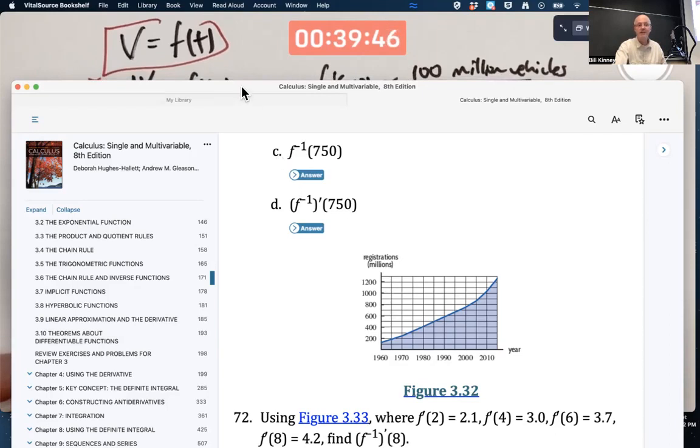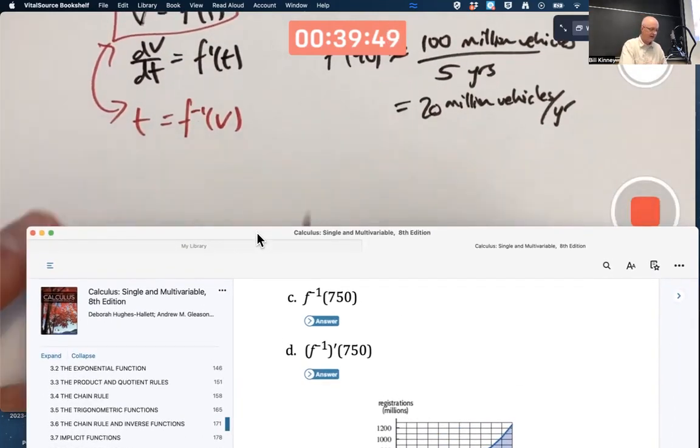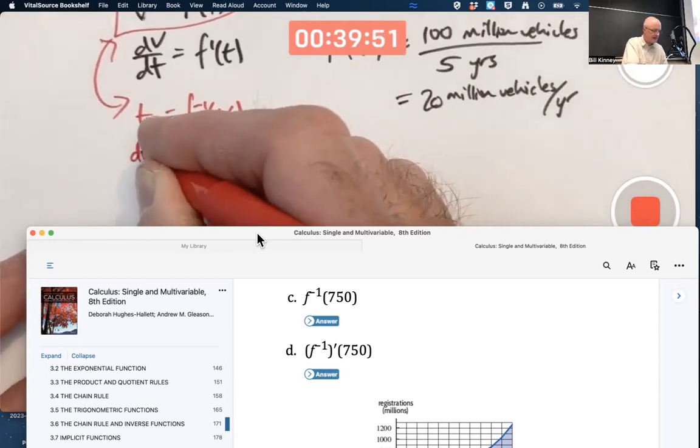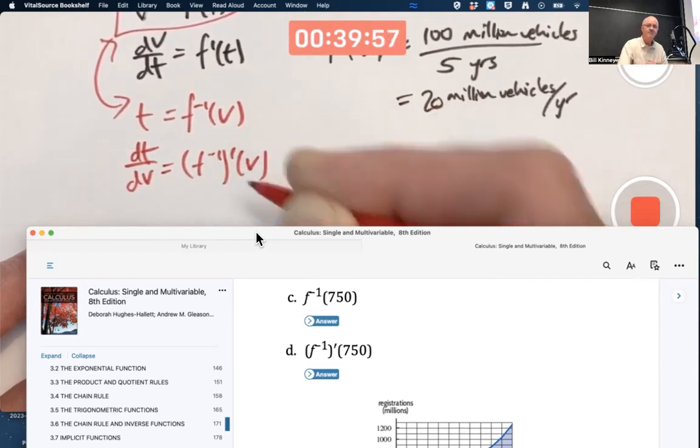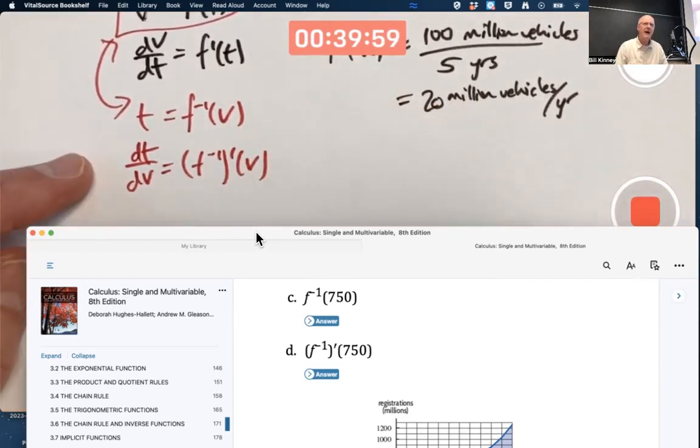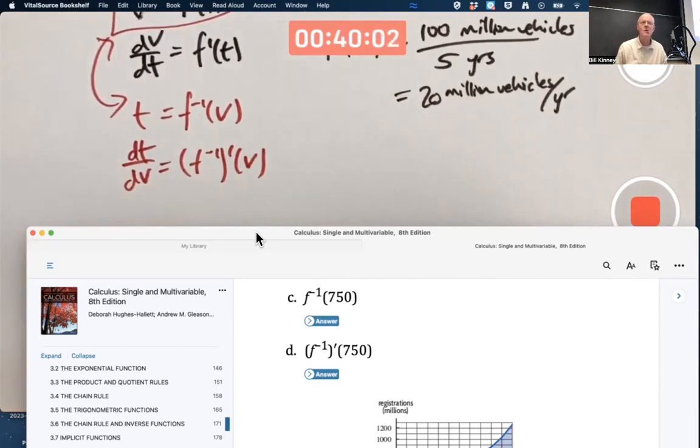Finally, f inverse prime of 750, we're taking the derivative of the inverse function. We're really finding dt/dv. That's f inverse prime of v. It's a rate of change of time with respect to vehicle registrations. Who would ever do such a thing? Isn't time the natural independent variable? Yeah, in the real life application it is, but mathematically speaking, we can certainly do it. We can think of vehicle registrations being independent and time being dependent. Yes, strange, but true.